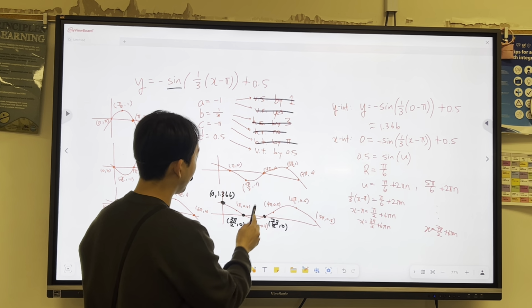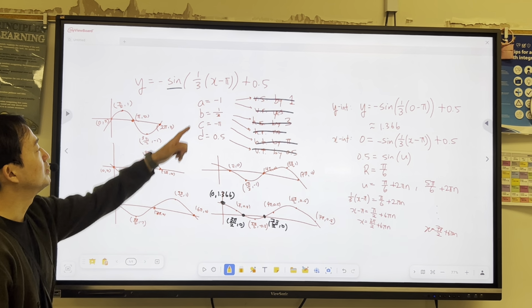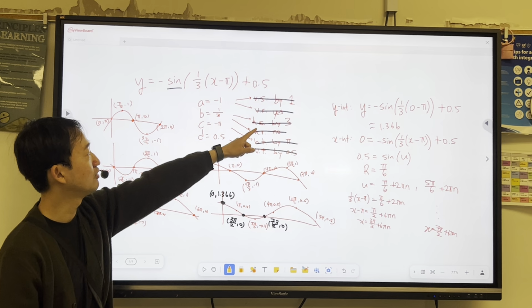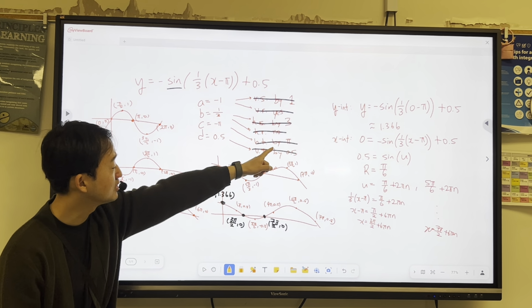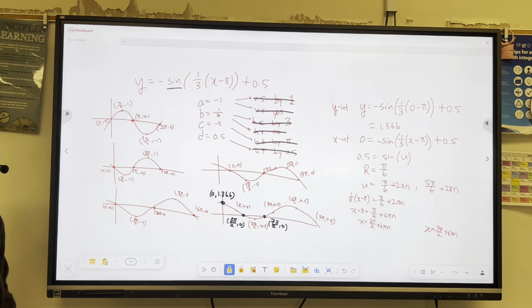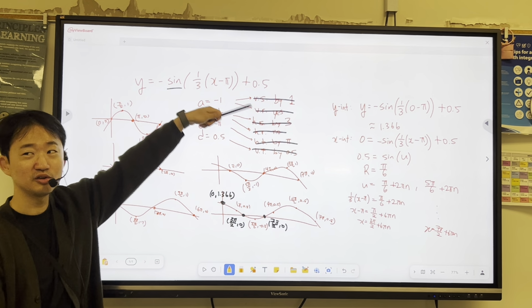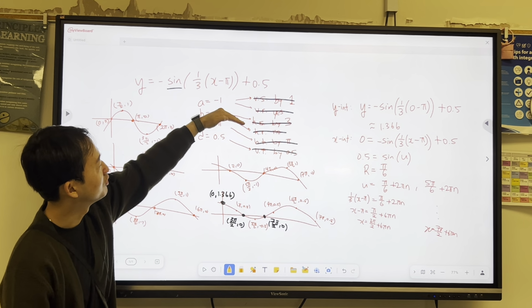In this case, A is -1, so it's vertical stretch by 1, and vertical reflection. B equals 1/3, so horizontal stretch by 3, and no horizontal reflection. C equals -pi, so horizontal translation by pi. D equals 0.5, so vertical translation by 0.5. So I do the steps, and you don't need to memorize the order of each. You just need to go 1, 2, 3, 4, 5, 6.